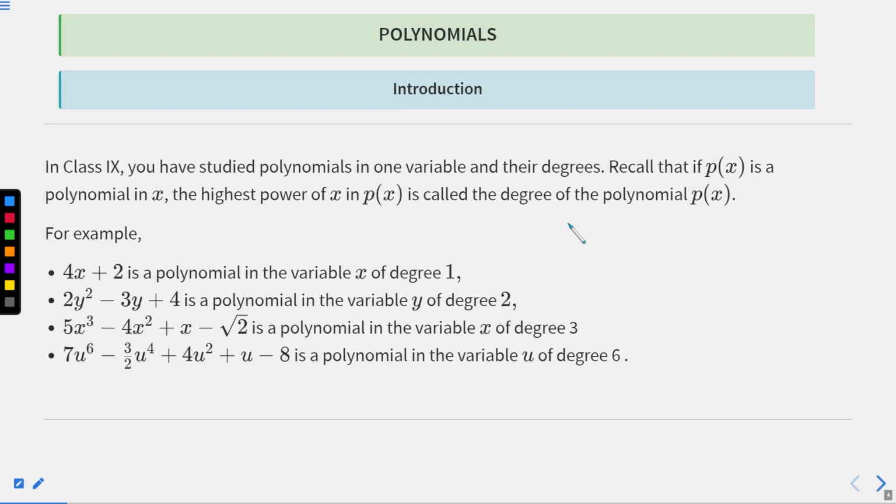In class 9, you have studied polynomials in one variable and their degrees. Recall that if p of x is a polynomial in x, then the highest power of x in p of x is called the degree of the polynomial p of x.